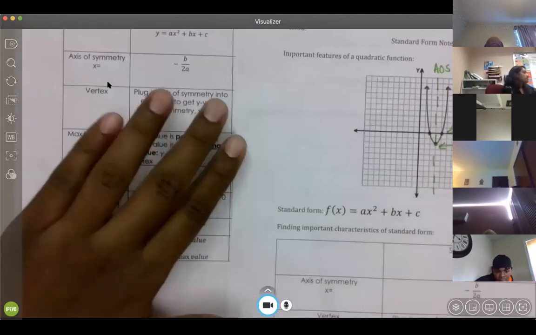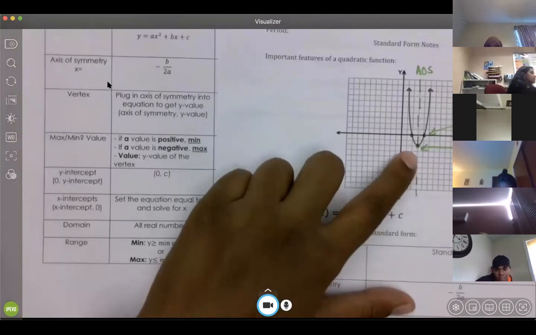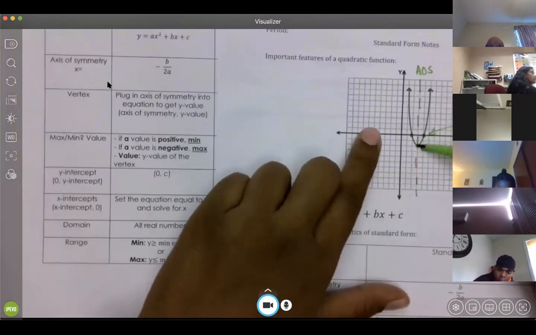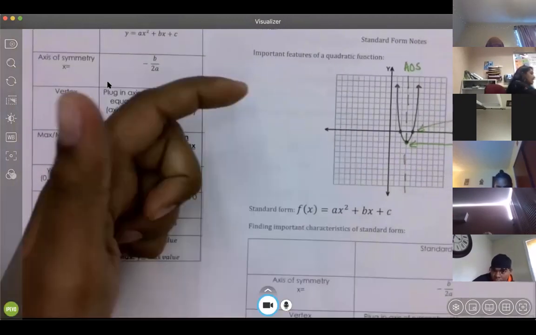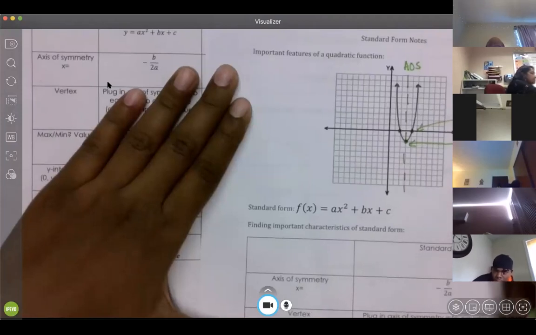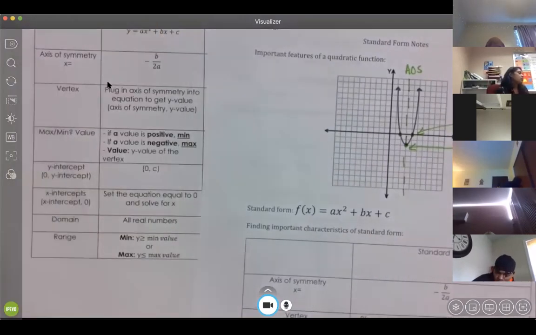Your vertex is also going to be a maximum or minimum depending on which way your graph opens. For example, if your graph opens up like a smiley face, that means your vertex is the lowest point, so it's going to be a minimum. But let's say your graph opens downward. That means your vertex is at the top, the highest point, so this would be a maximum. It depends on which way your graph opens. If it opens up, it's a minimum. If it opens down, it's a maximum. Those are the key features of a quadratic function.